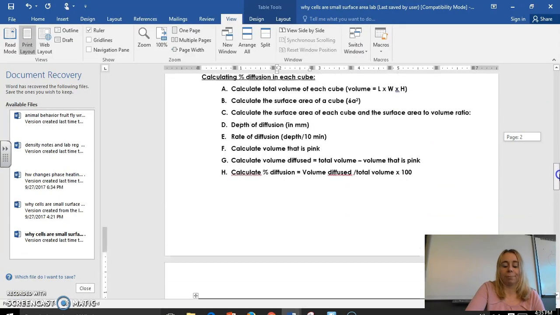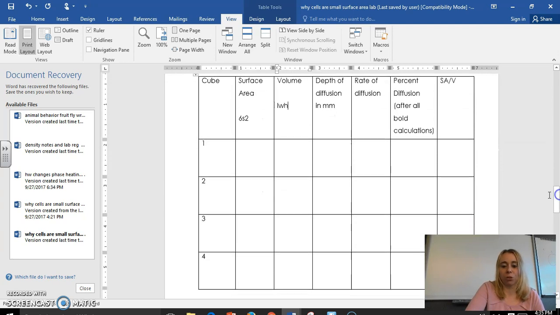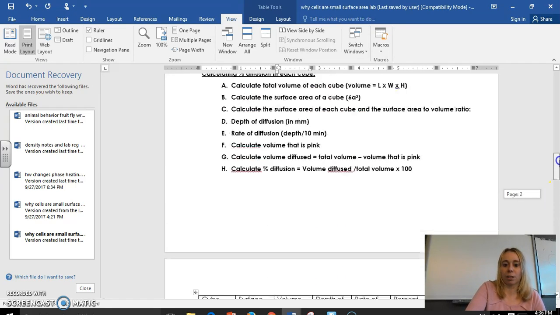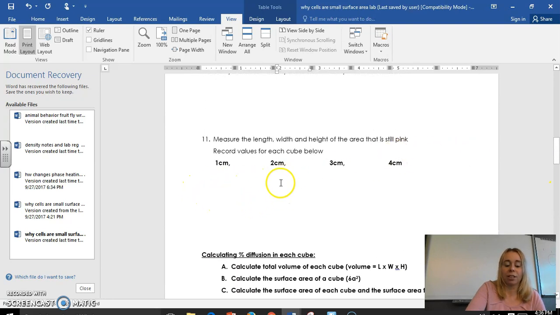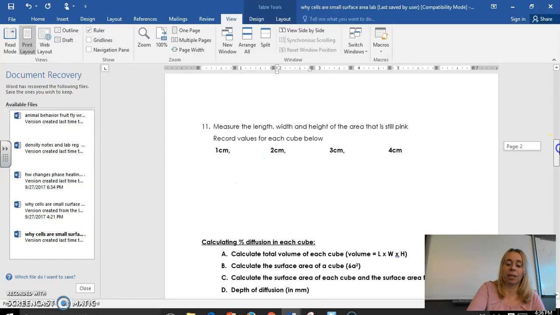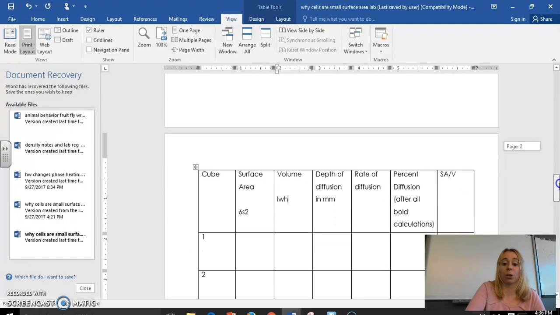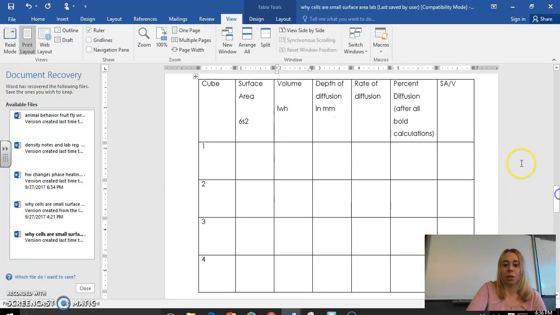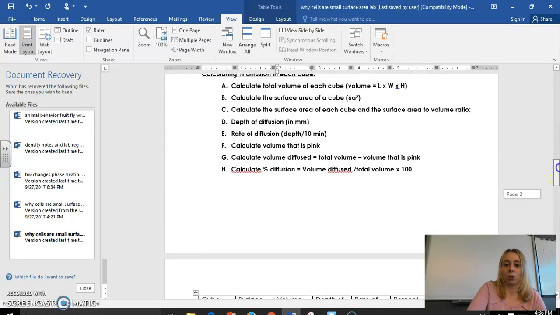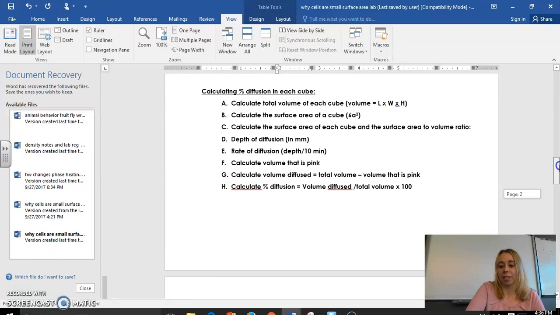Once you do that, all these measurements are going to go here. So we have the depth of diffusion, that's the distance from the white to the red. And then on the side, in this area here, you're going to calculate the volume. So like the 1 centimeter cube, you'll put your length, width, and height here and multiply them. Then using those values, we're going to talk about the rest of the calculations in class, because they're a little bit complicated. We're going to do some other calculations in class, including the rate of diffusion and the percent diffusion.